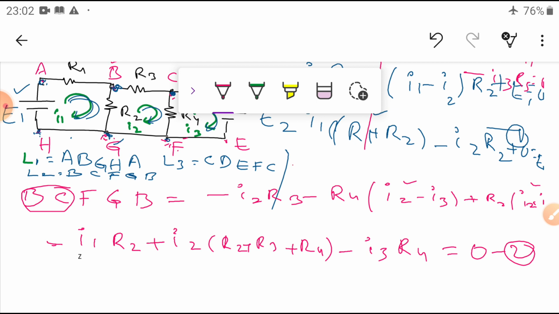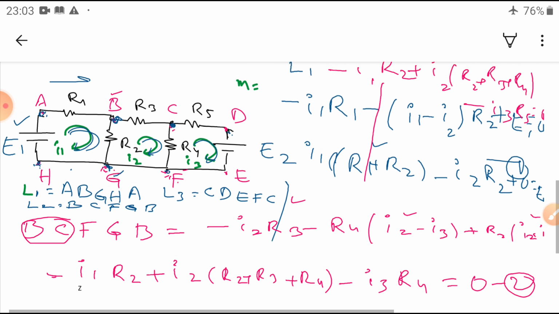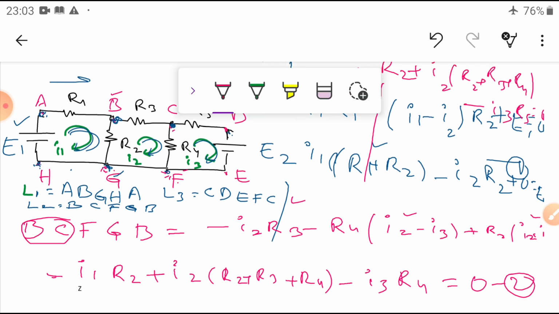Now third equation, you apply it. What is the third equation here? You can see it. This is the third equation. Write the equation from C to D. Here C to D, what is the current? Purely that I3 current is flowing. Minus I3 R5. Okay. Now coming to the plus to minus drop, you take the drop, E2.